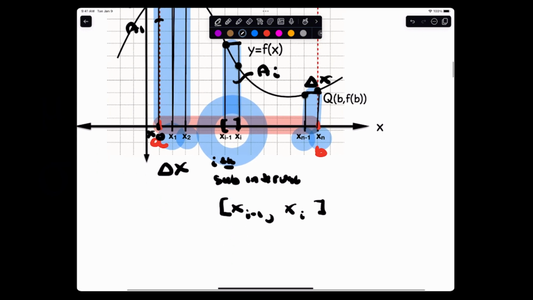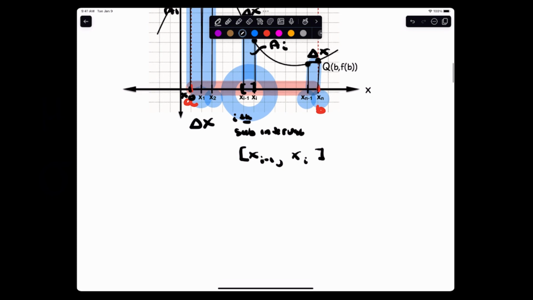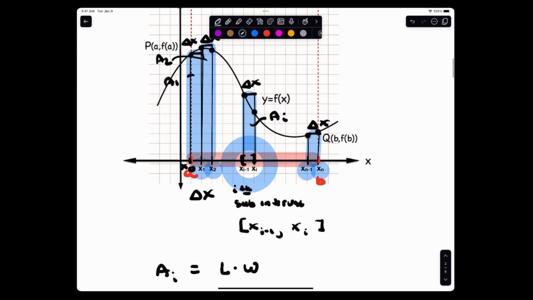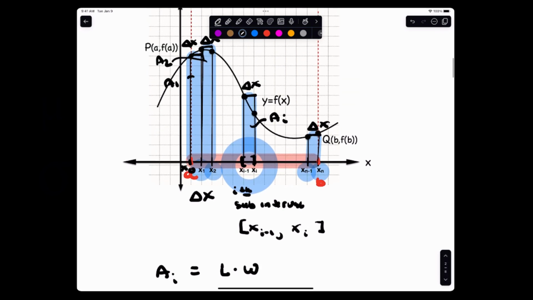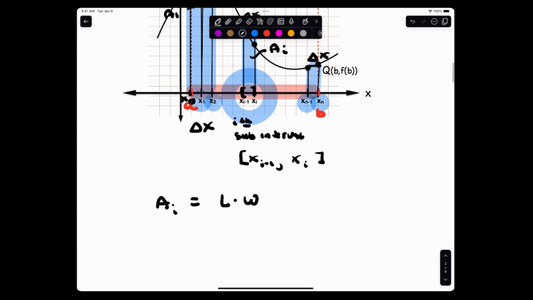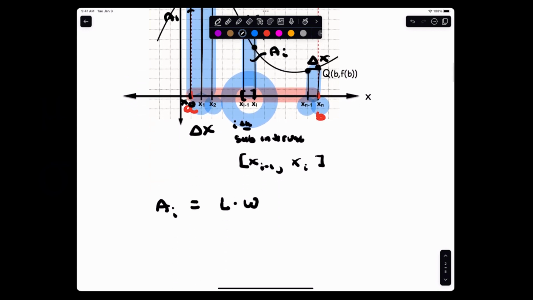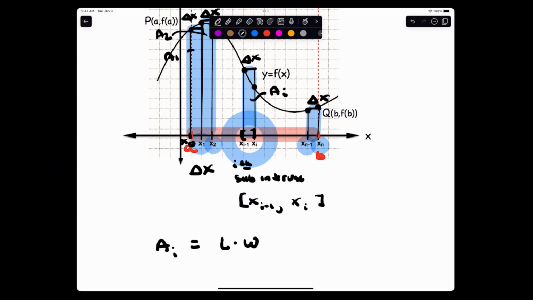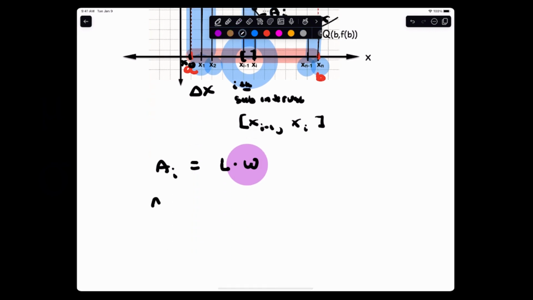Now, do you guys know how you find the area of a rectangle? Yeah, it's length times width. Very simply, length times width. So your width is going to be delta x, and that's why you have this delta x to begin with. Maybe in purple, how's that? That width value is going to be delta x. So in general, this area is L times delta x.